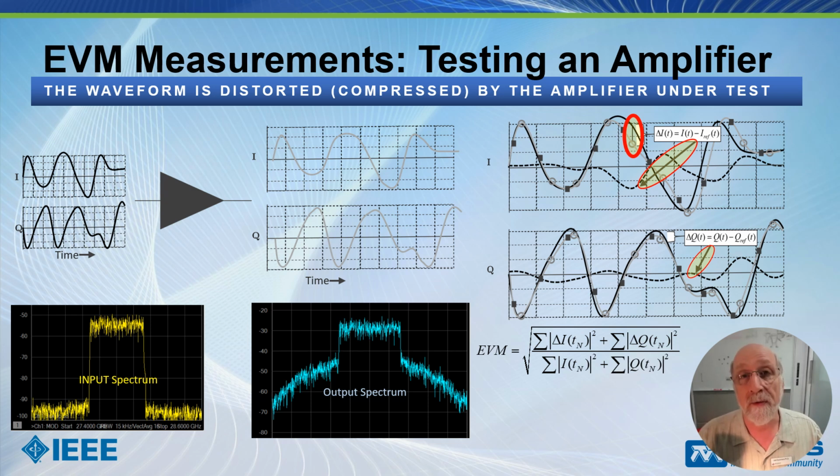If we look on the right, I have a comparison of the ideal signal and the signal that was coming out of the amplifier, and we see that at different symbol points, that's the time where we expect to measure the symbol, there's an offset in the waveform. That offset we call the delta I or delta Q, and those are the vector errors, because the I and Q together form a vector that we sum up to find the EVM. The sum of the square of those errors divided by the total power of the signal is what we define as the EVM.